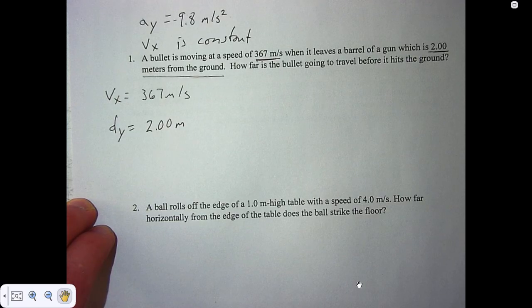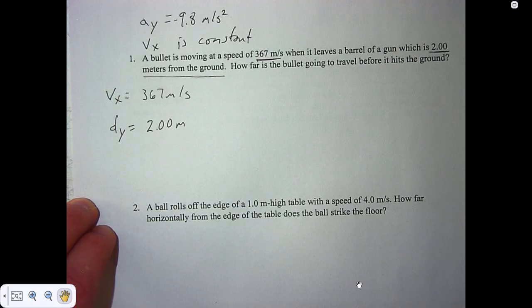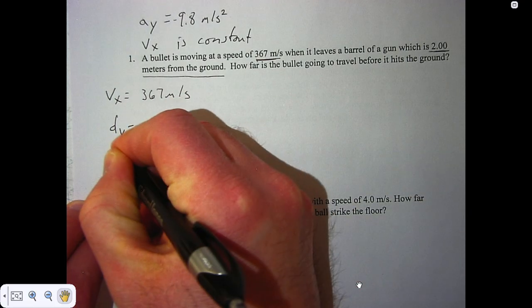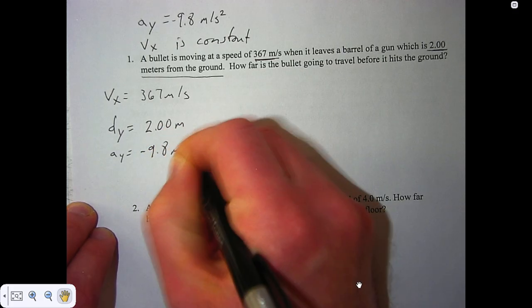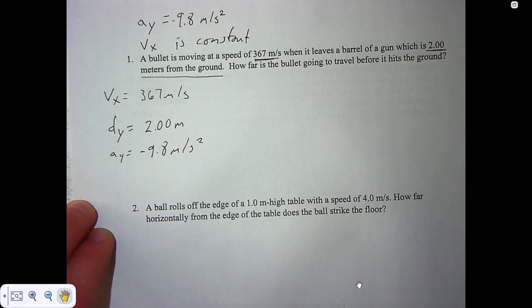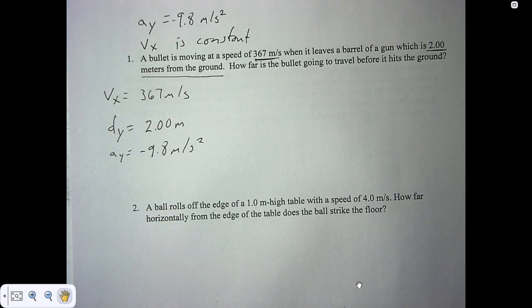All right. What else should I be able to assume about this scenario? I should be able to assume ay is negative 9.8 meters per second squared. And there's one more thing I should be able to assume. We've talked about this style of problem before with Marvin the Menace.